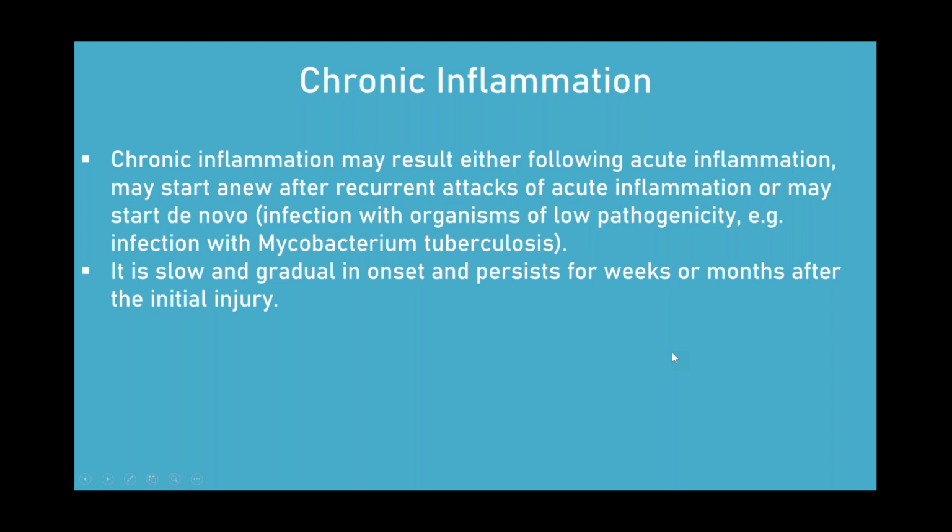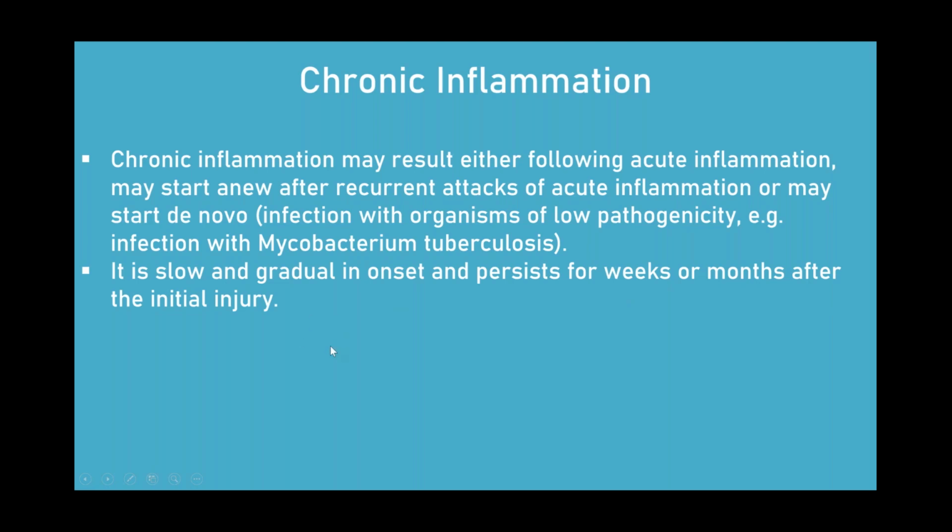So what is chronic inflammation? Chronic inflammation may result following acute inflammation, may start anew after recurrent attacks of acute inflammation, or may start de novo with infection by an organism of low pathogenicity, for example infection with Mycobacterium tuberculosis. It is slow and gradual in onset and persists for weeks or months after the initial injury.